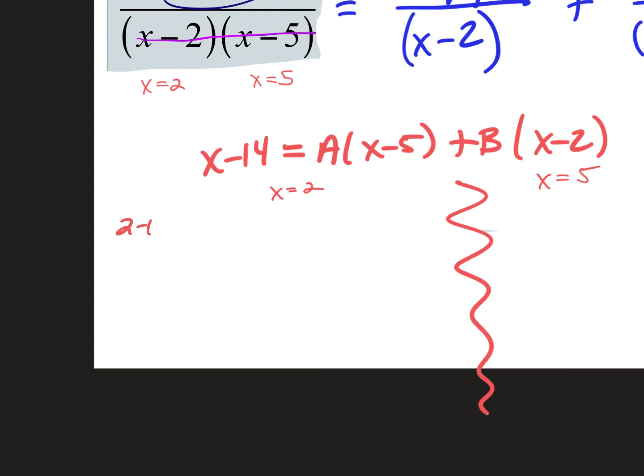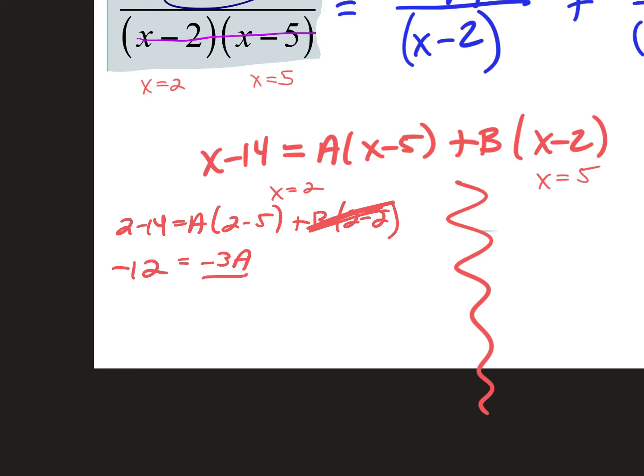So 2 minus 14 equals A times 2 minus 5 plus B times 2 minus 2. What's 2 minus 14? Negative 12. Negative 12, okay. And then what's 2 minus 5? Negative 3A. And then what happens with 2 minus 2? It crosses off. Will it always have it where one crosses off? One will always cross off. Good. Divide by negative 3, so A equals what? 4.